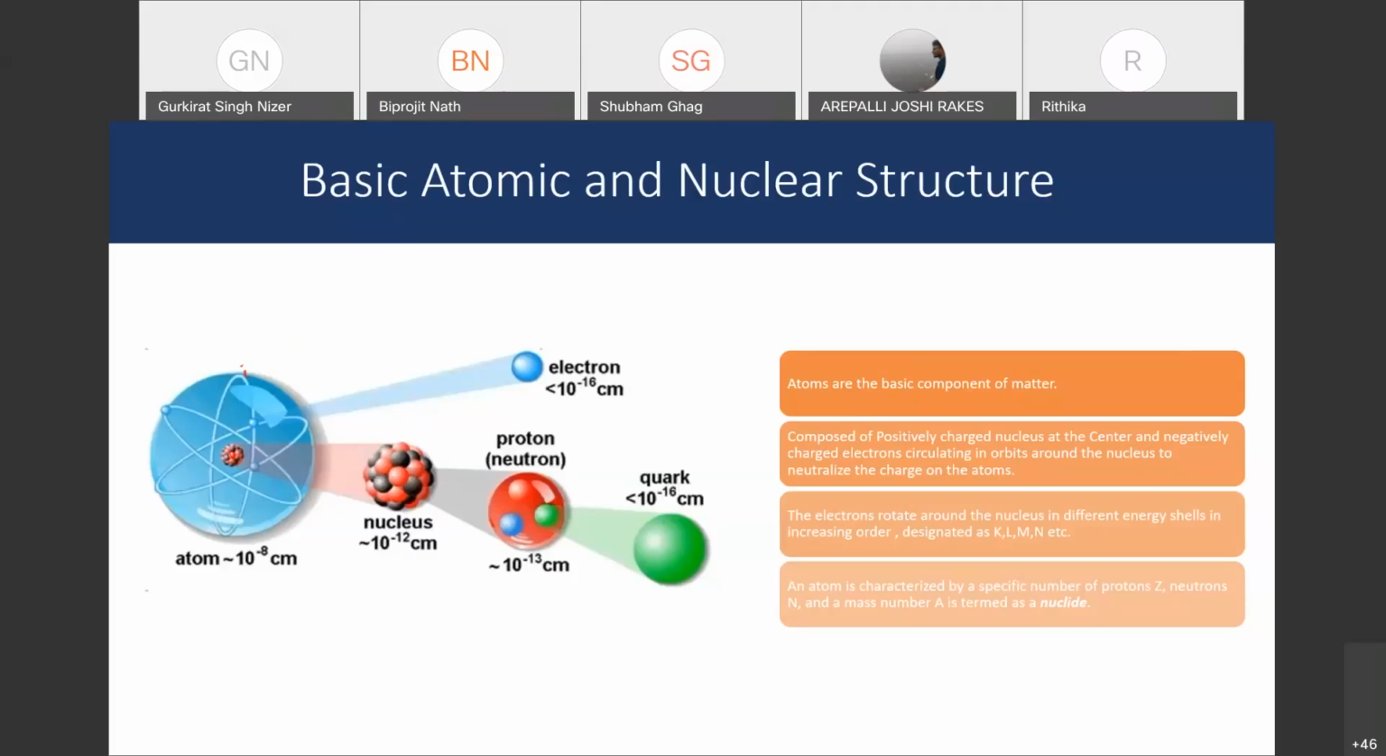But now the next question is, how do we characterize an atom? We characterize an atom by a specified number of protons, Z. So for example, that's a nuclide X, and it is specified by a defined number of protons, neutrons, and a mass number A. Z is the number of protons, N is the number of neutrons, and A is the total mass number, which is equal to the number of protons plus the number of neutrons. So that's the basic model which we will study.